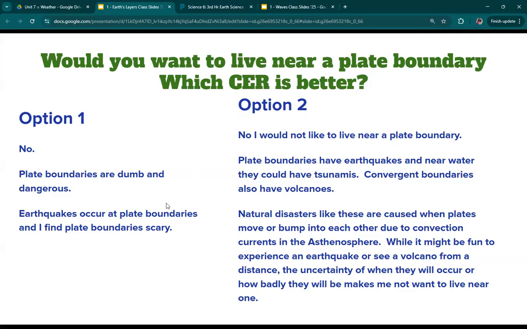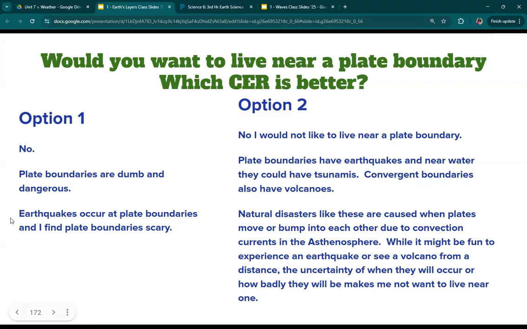The reasoning that we have for option 1 says earthquakes occur at plate boundaries, and I find plate boundaries scary. Now, this I would say is baby reasoning. It technically has your evidence and reasoning all smashed together because earthquakes occur at plate boundaries. This should actually be in their evidence because that is evidence. It's saying for a fact what happens. And then they're explaining, I find plate boundaries scary. Now, the reason that this is not full points for reasoning is it doesn't say why they find them scary, but it's kind of implied in the sentence.